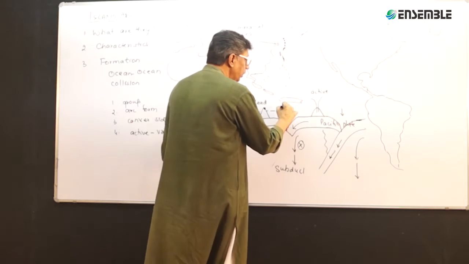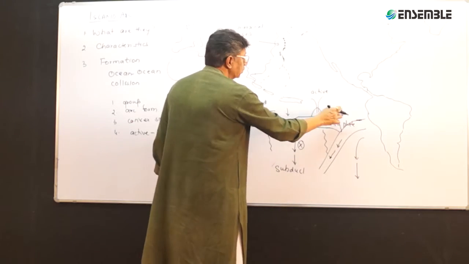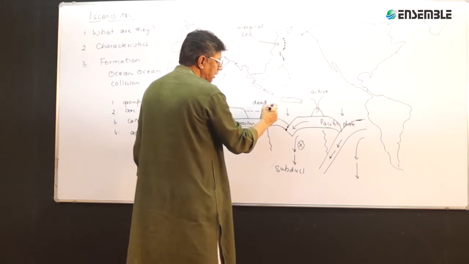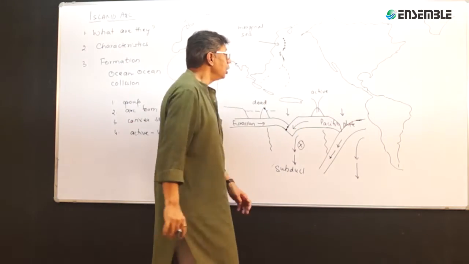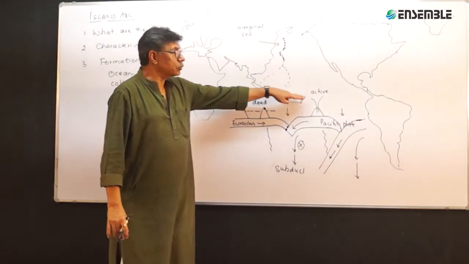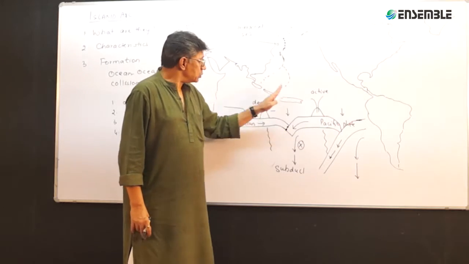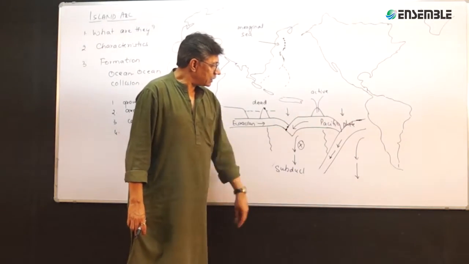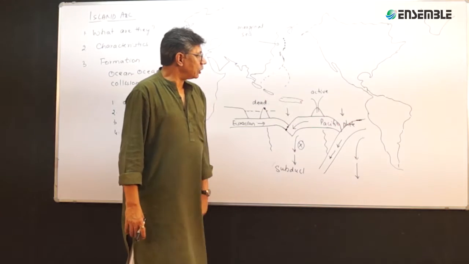Now you're going to have two trenches, and you're also going to have one island arc and another island arc. So one of them is going to be dead, another is going to be active. This is the way these two island arcs have formed.